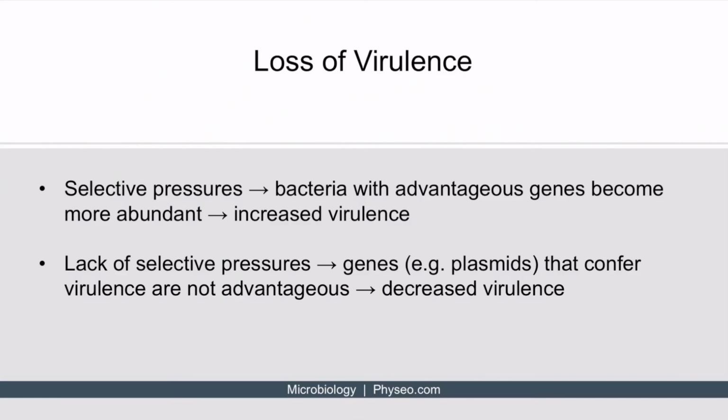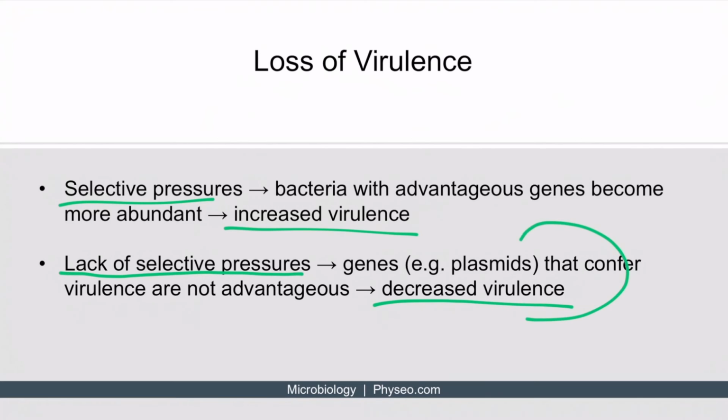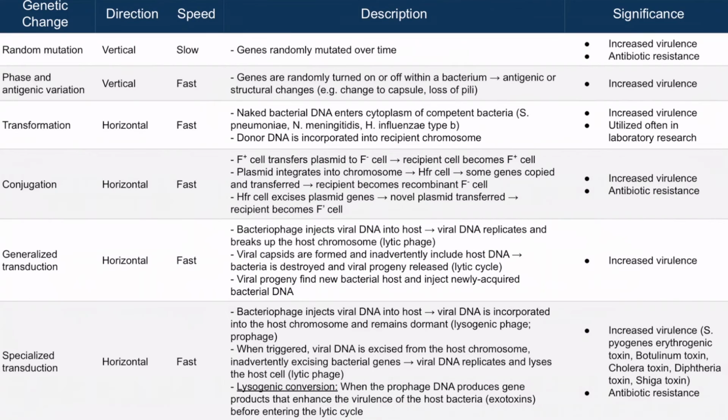So the point is this: selective pressures can increase virulence and lack of selective pressures can decrease virulence, which often looks like a loss of plasmids. To dominate step 1, you need to be familiar with each type of genetic change listed on this table.